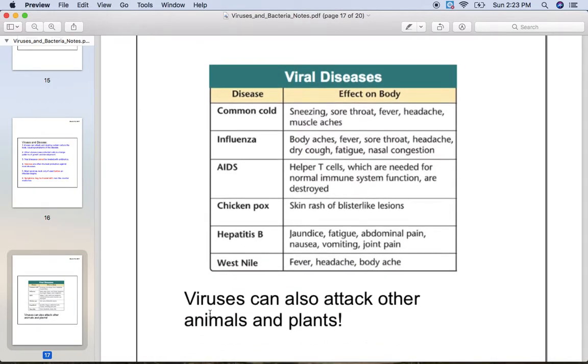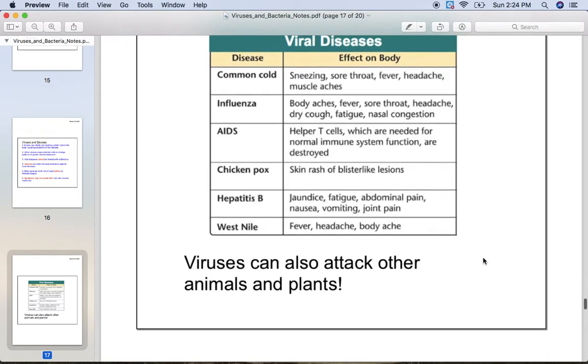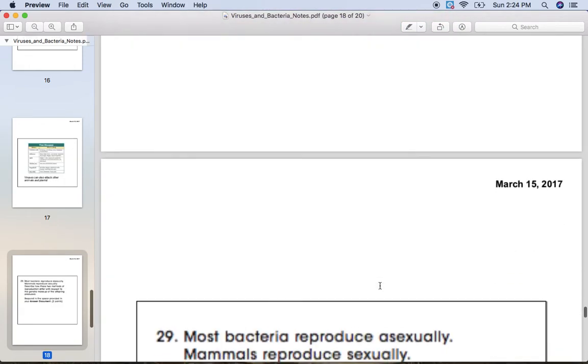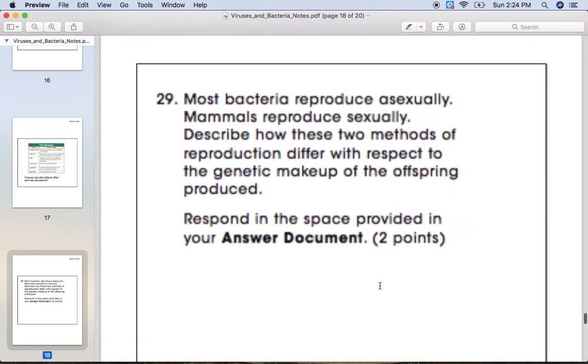This is a list of diseases. You do not need to write these down, but this is a list of diseases that are caused by viruses, and I wasn't sure how many of these you already knew. A cold is caused by a virus. The flu, AIDS, you probably all know, chickenpox, hepatitis B, West Nile virus. All of these diseases are caused by viruses, and if you get one, all you can do is rest, drink plenty of fluids, and let your body do its job. Viruses can also attack plants and other animals as well. We're not the only ones that get viral infections.